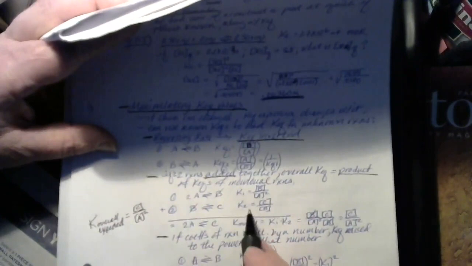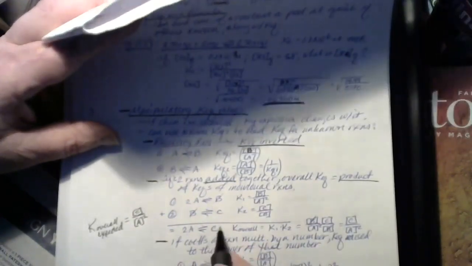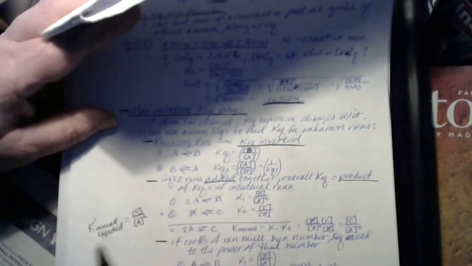Well, you can also get that expression by taking K1 times K2, because K1 is B over A squared. So you write that. And then K2 is C over B. So you write that. Notice the B's cancel, and you get C over A squared. In this case, that was really easy. All we had to do was basically look at the final reaction. We can come up with the expression for the equilibrium constant.